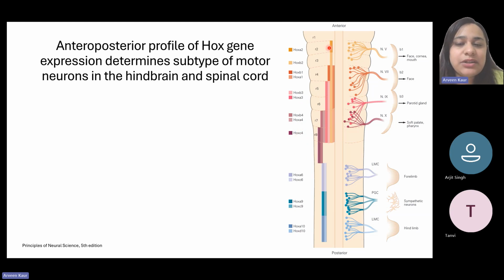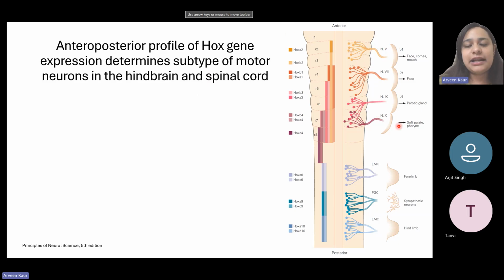Each one of them is responsible for different kinds of motor neurons that are innervating the face, cornea, mouth, parotid glands, soft palate, and pharynx. So these are regions that are restricted to our head and our neck. The cornea is in the eye, the parotid gland is in your cheek, the soft palate is the upper part of your mouth, and the pharynx is the neck region, just above the esophagus.